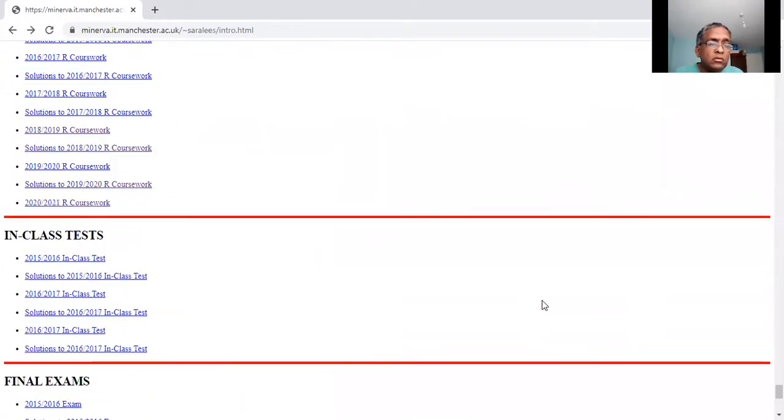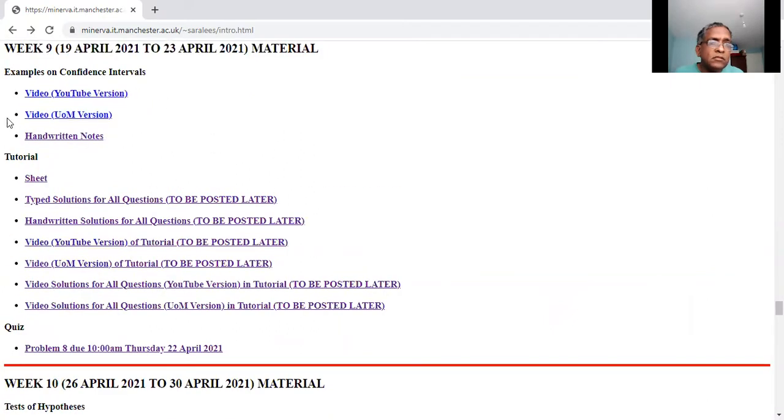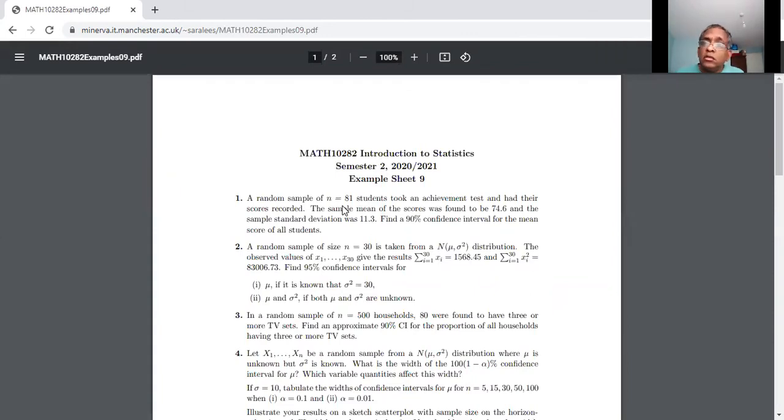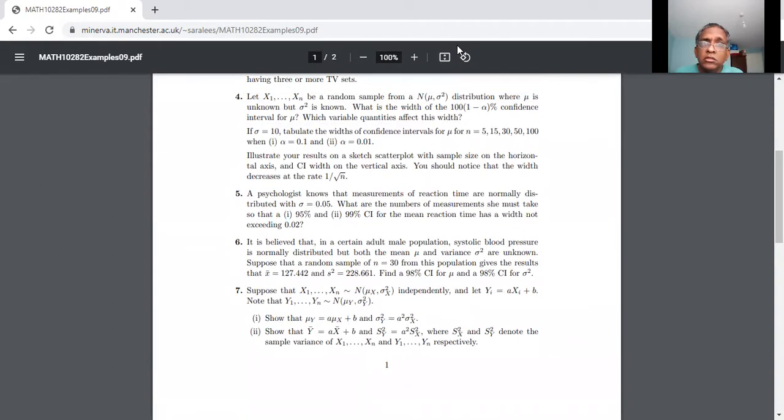Okay. I'm sure you know the tutorial sheet for today, which is on the course website. So if you go to the course website, let me show you. Okay, you go to the course website and go to week 9. This is the tutorial sheet for today. There are 7 questions, and I will try to go through as many as possible as usual.